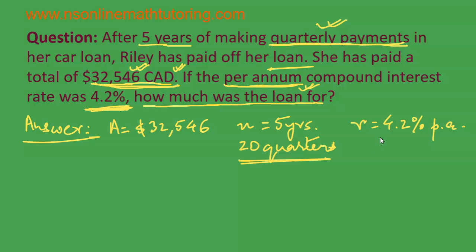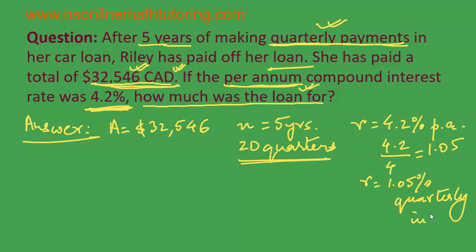And what will be the modification for R? It will be 4.2 divided by 4, which is equal to 1.05. So the rate will be equal to 1.05% quarterly, compounded quarterly. Interest rate.